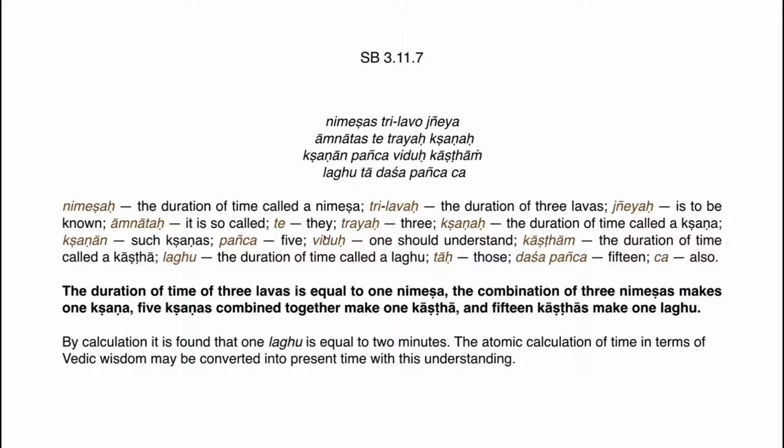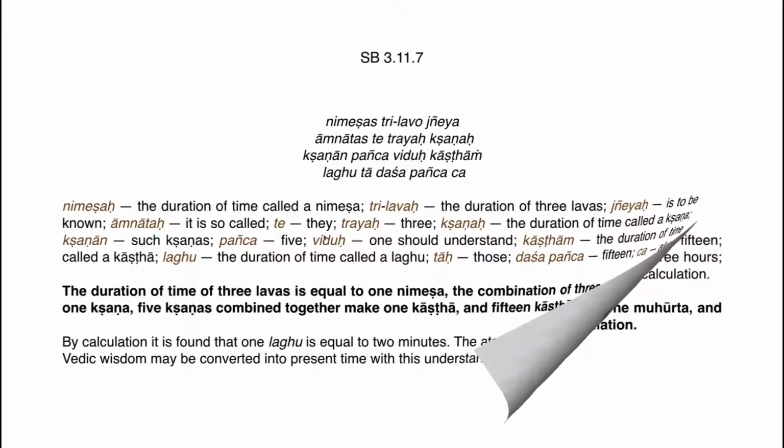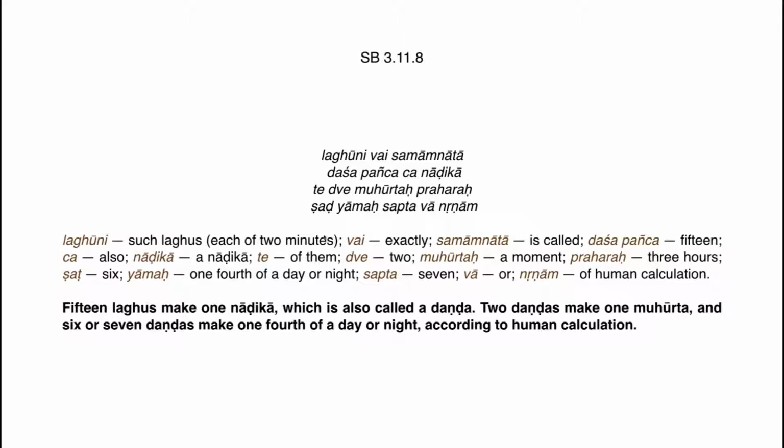So we've got a couple more verses. Text number 8. Laguni vai samamnata dasa pancha cha nāḍikā te dve muhūrta prahara sadhyama saptavanunam. 15 laghus make one nāḍikā, which is also called a daṇḍa. 2 daṇḍas make one muhūrta, and 6 or 7 daṇḍas make 1/4 of a day or night, according to human calculations. We're not even talking about demigod calculations, which is a whole other time frame.